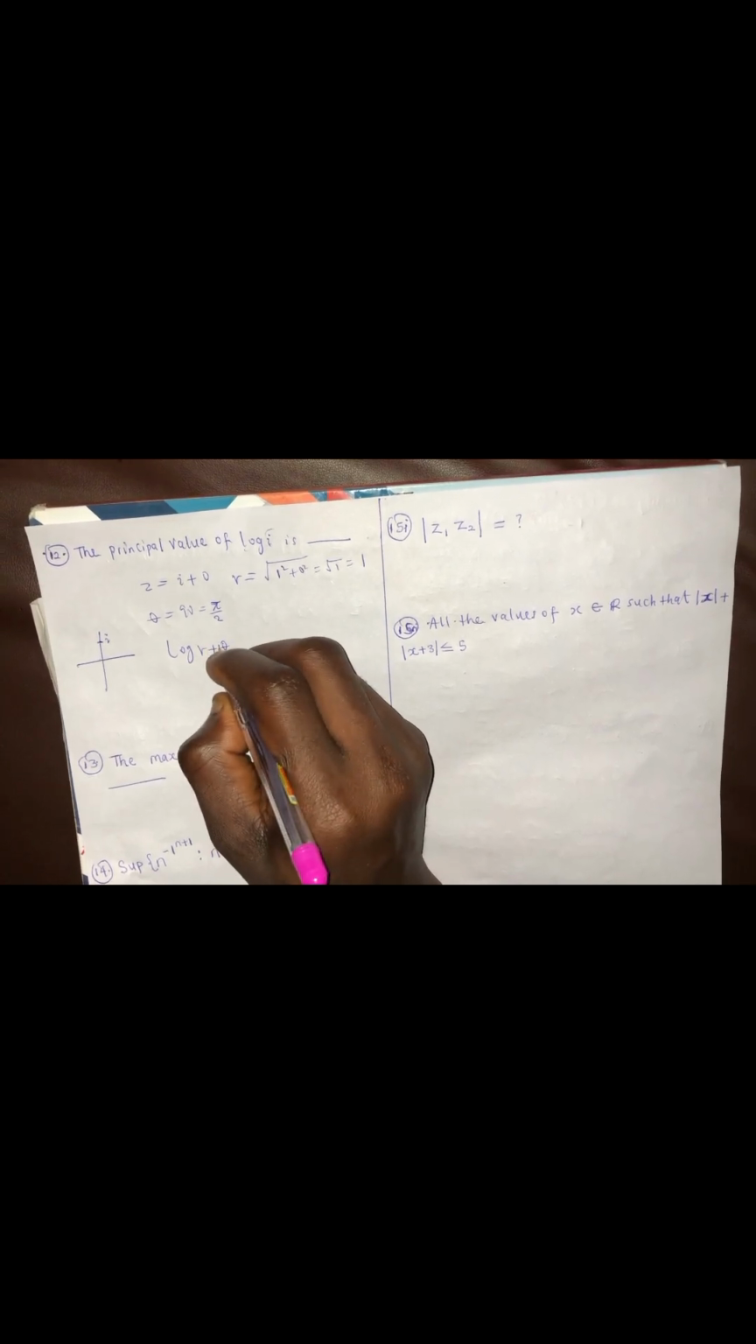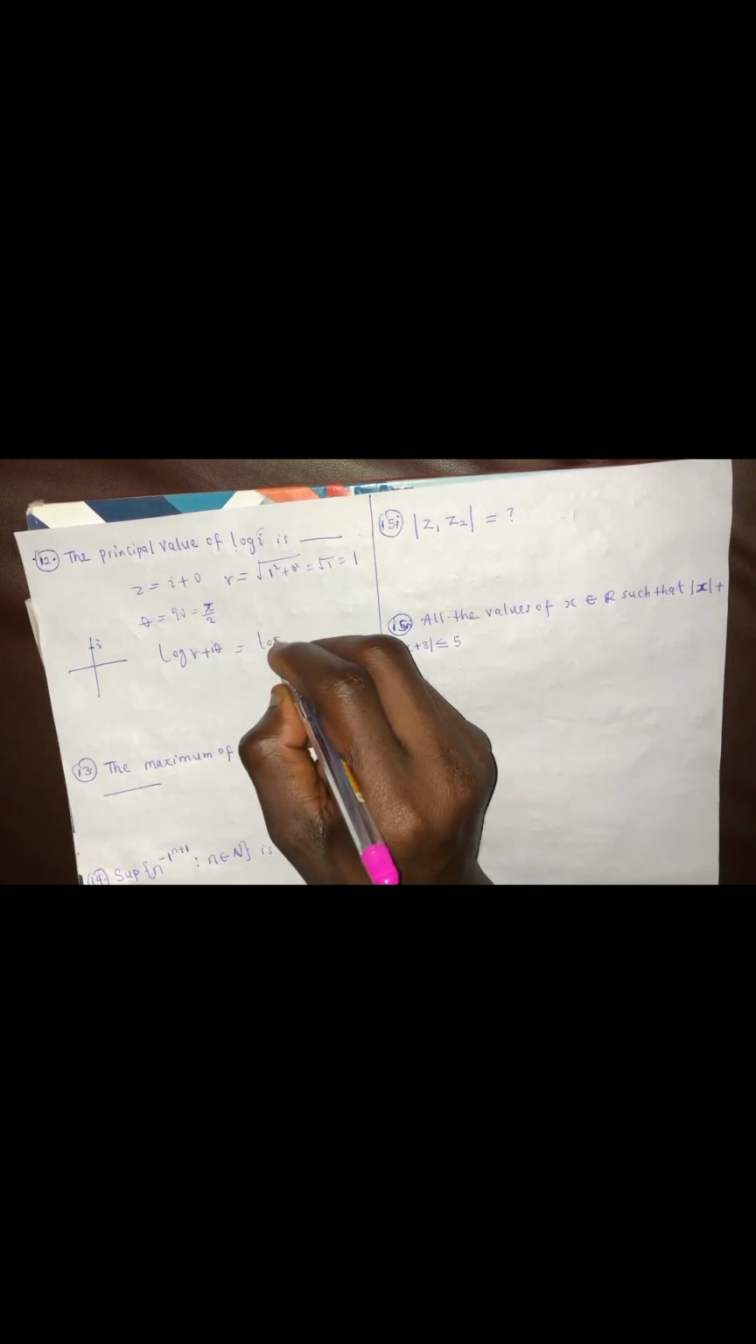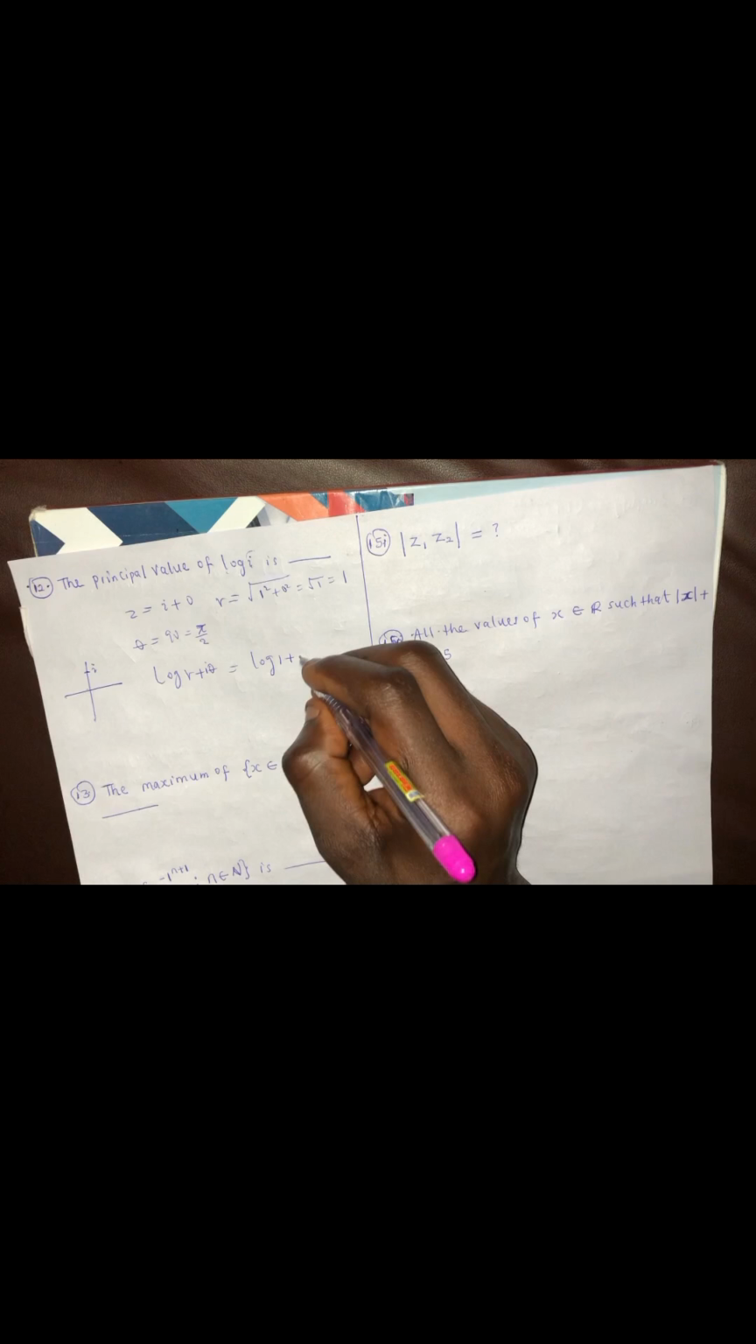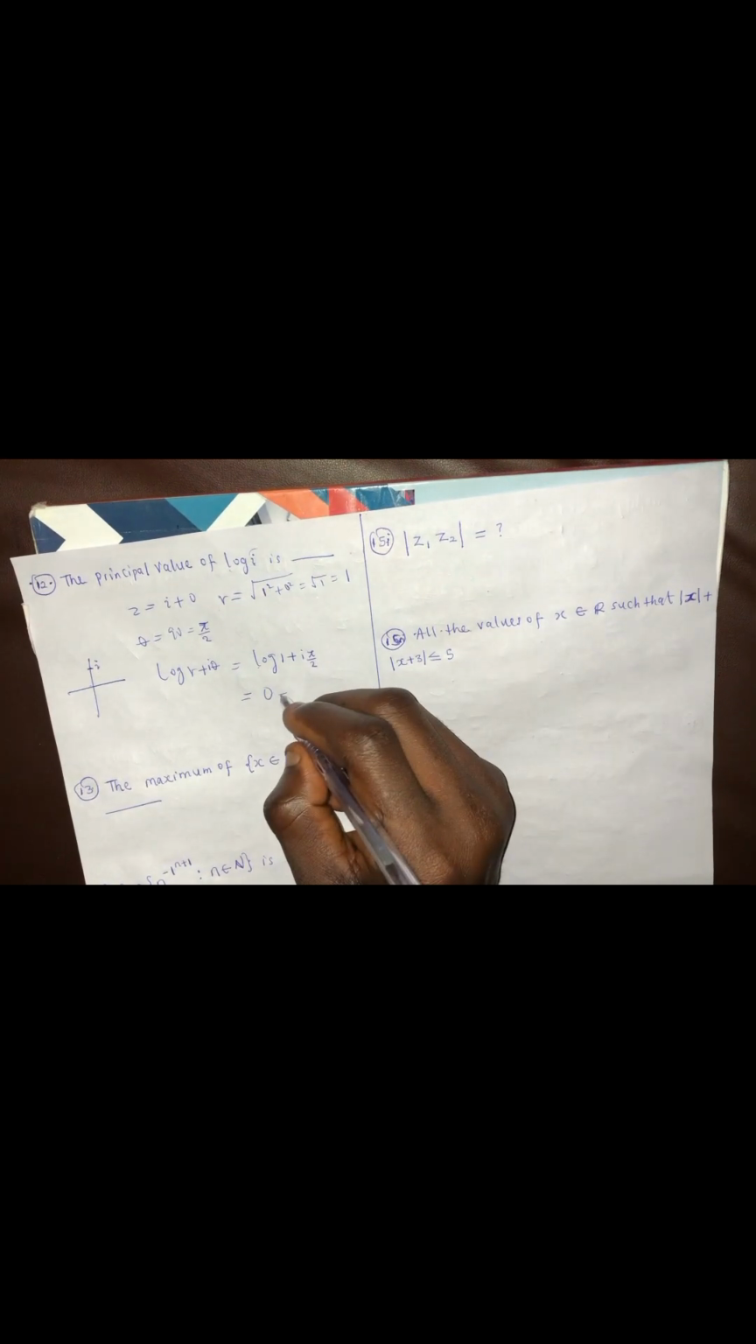Anytime I want to find the principal value, it's just log of r plus i theta. So this will now become log of 1 plus i theta. What is our theta? Pi over 2. So i pi over 2. But then log 1, we all know, is 0. So the only thing we have left now is i pi over 2, and that's our answer. It's as simple as this. So let's move to the next thing.